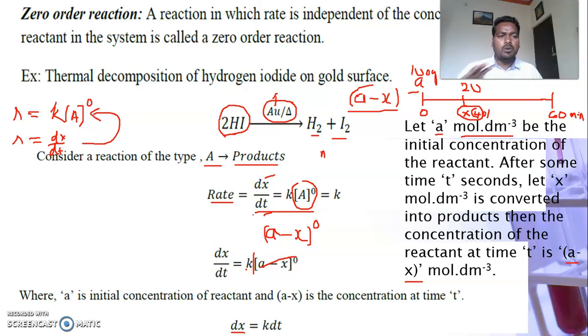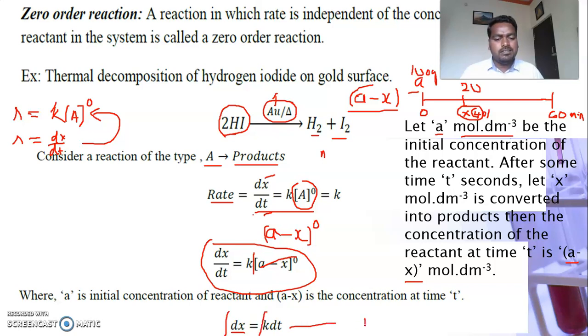Dear students, while I am discussing, please take a pen and paper and go on writing along with me. Then only you can understand the derivation. This is a very simple mathematical operation we are dealing with in this derivation. So dx is equal to k into dt. Then integrate the equation.